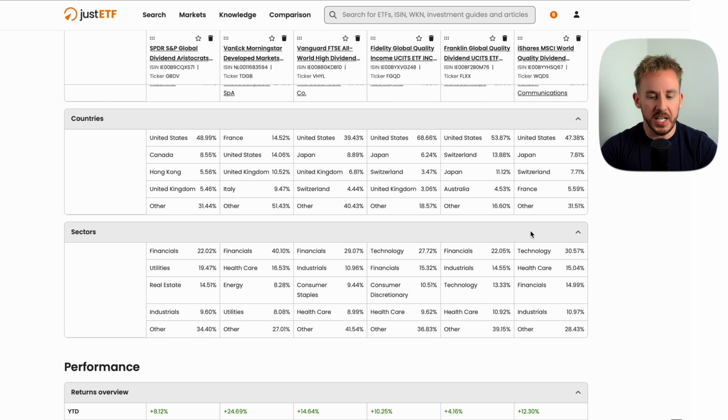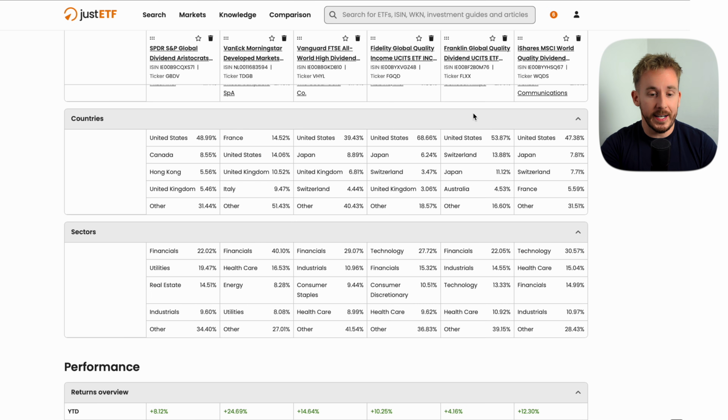And you can see for the iShares and Fidelity, which both have the highest weighting to the US, also have the highest weighting towards technology. So if you look at the weightings and feel like you're not as concerned with a weighting towards the US, but you are specifically towards the Mag 7, for example, those are 2 you may want to avoid.